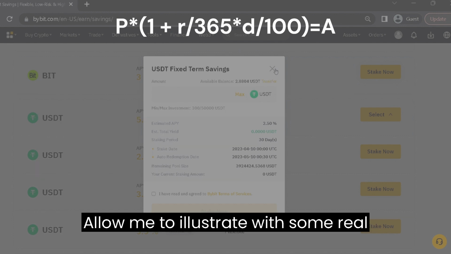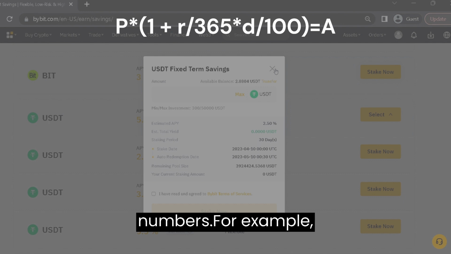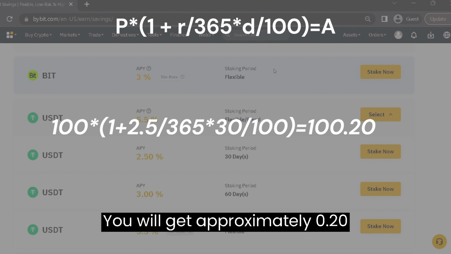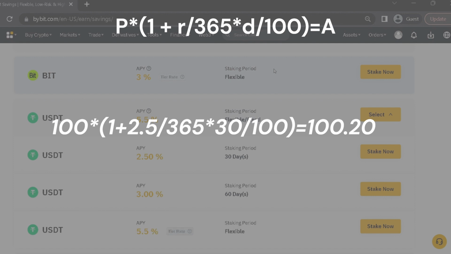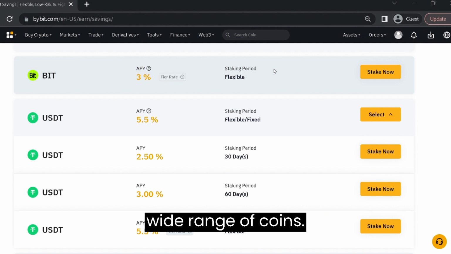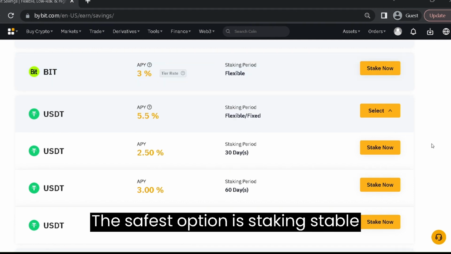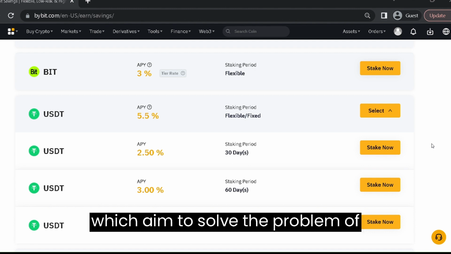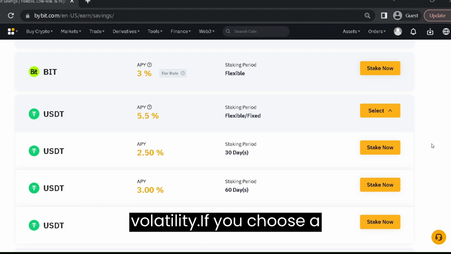Allow me to illustrate with some real numbers. For example, if you stake 100 USDT for 30 days with 2.5% interest, you will get approximately 0.20 USDT in profit. Staking services are applicable for a wide range of coins. The safest option is staking stablecoins like USDC and USDT, which aim to solve the problem of volatility.